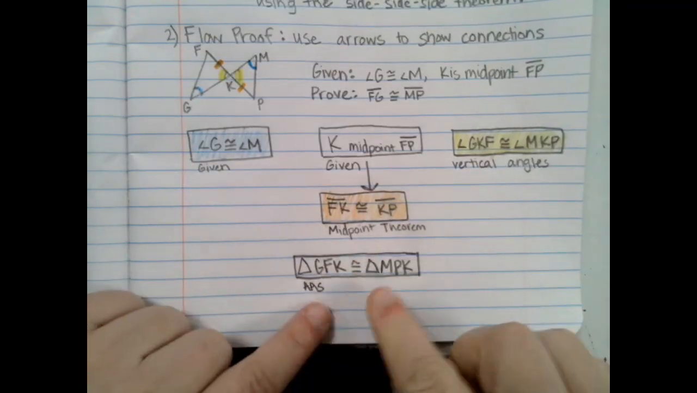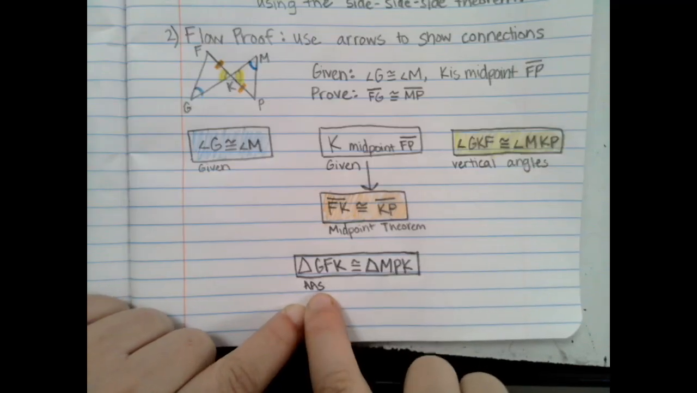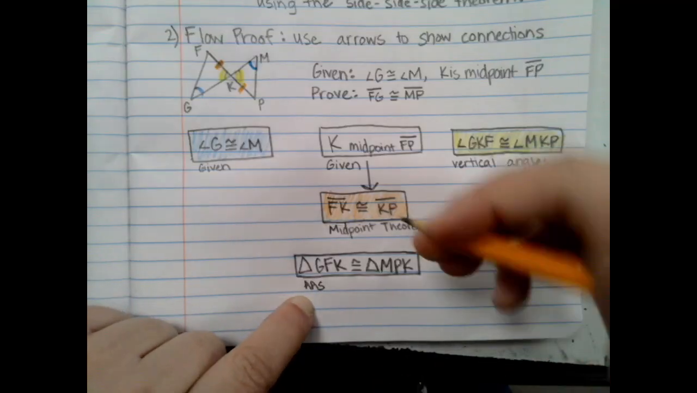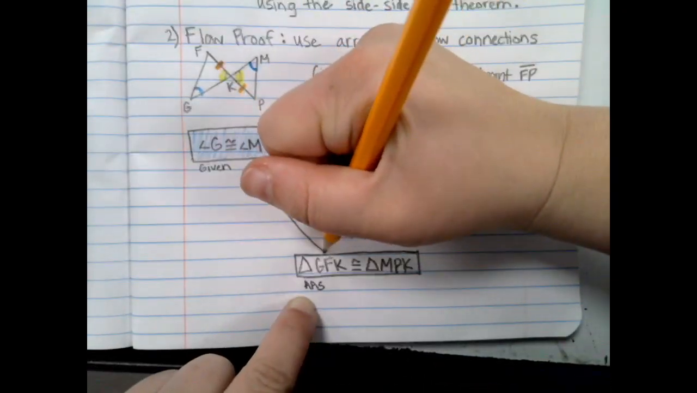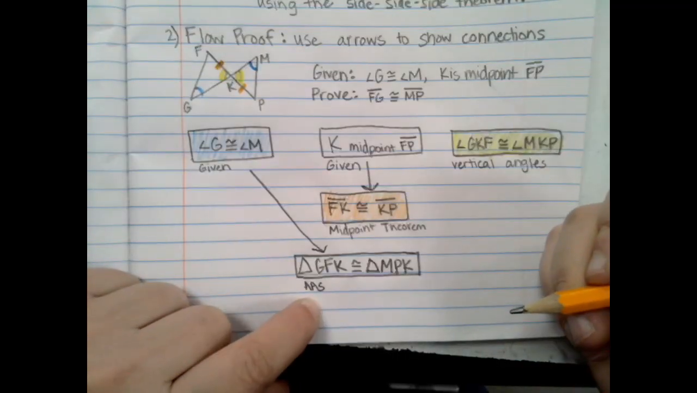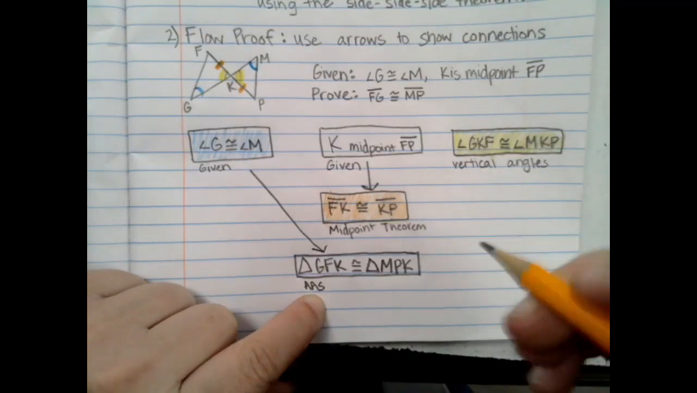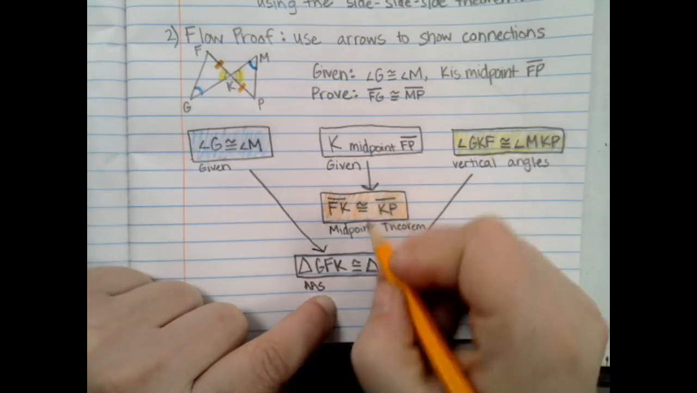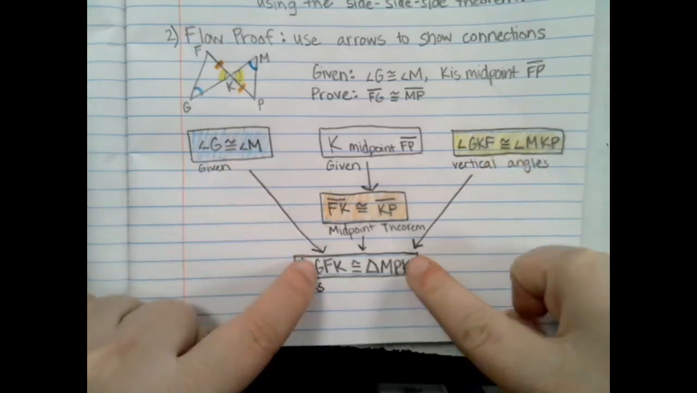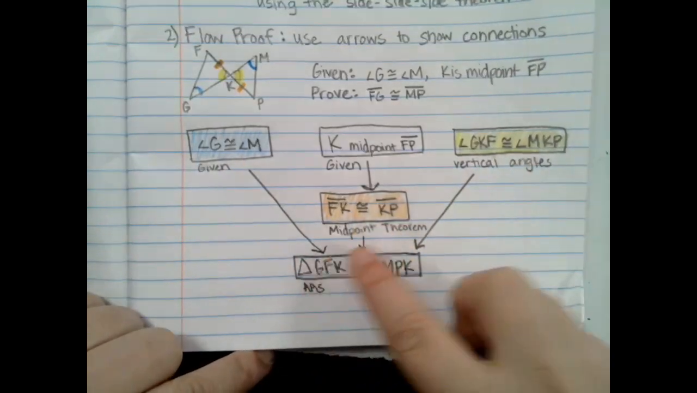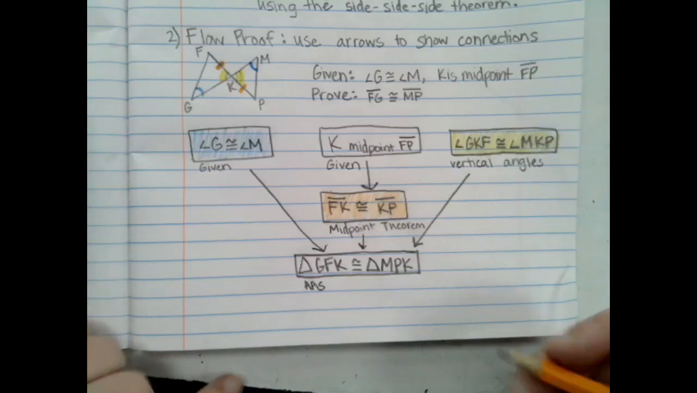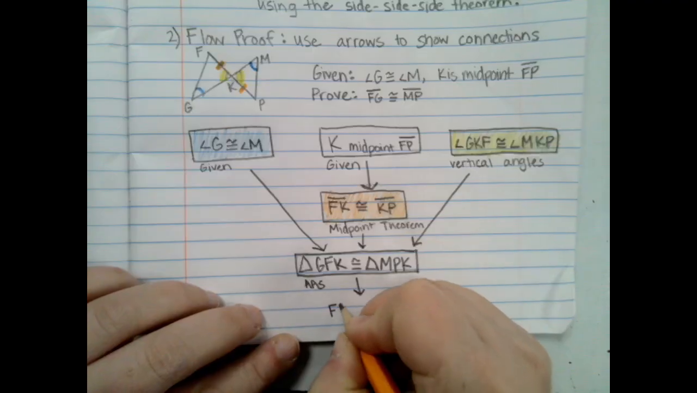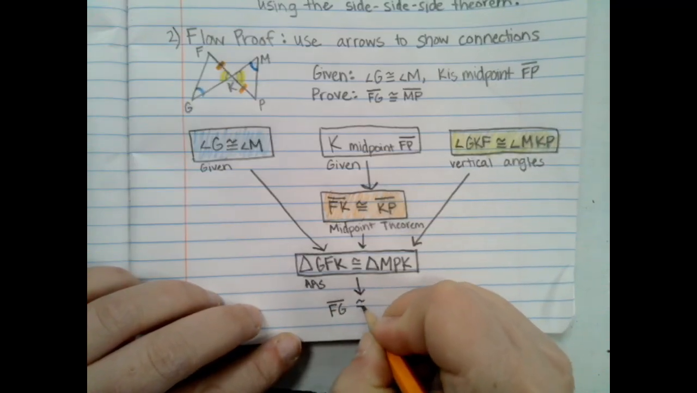So what I need to connect to this is I should have an angle connecting to it, an angle connecting to it, and a side connecting to it. So where's one of my angles that we started with? The given, right? That's one of the angles. Where's my other angle? My vertical angles, and then my side was right here at the midpoint theorem. So all three of these are combining into the same idea that these triangles are congruent. Now that I know the triangles are congruent, we can now say that the two parts are congruent. FG is congruent to MP.